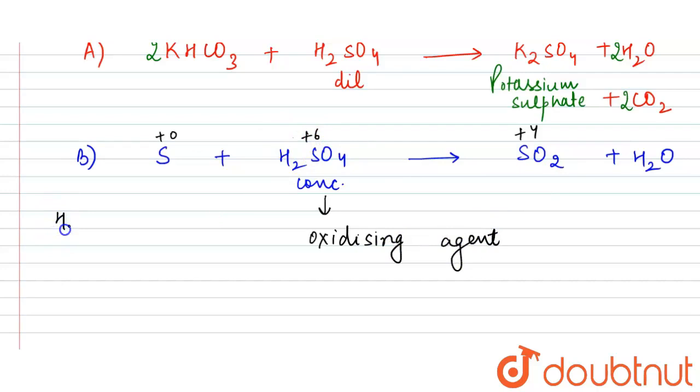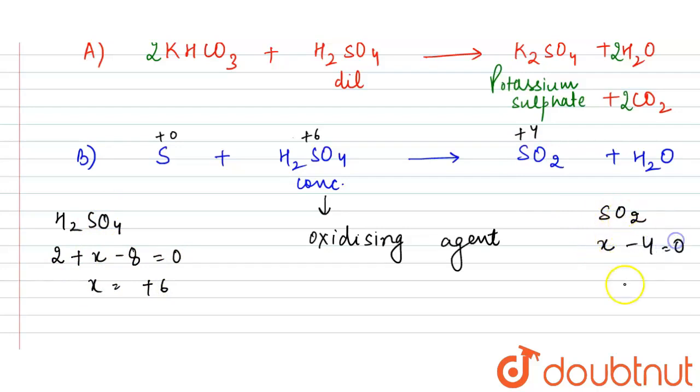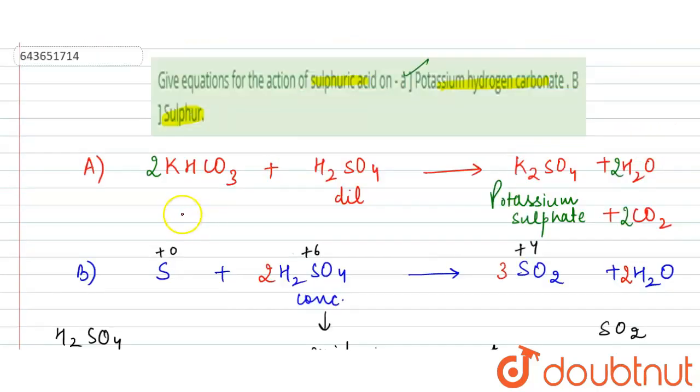So how is it plus 6? In H2SO4, we know hydrogen is plus 1, so 2, let sulfur be X, and here it will be minus 8, because oxygen is minus 2, so X is equal to plus 6. Now if we calculate for SO2, let sulfur be X and O minus 4 is equal to 0, so X is equal to plus 4. If we balance this reaction now, it will be 2 here, 3 here, and again 2 here. So this is the required reaction for the second part, and this is our answer.